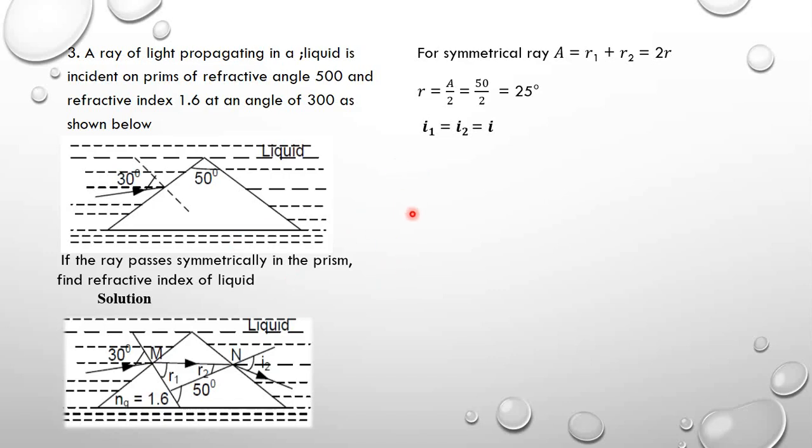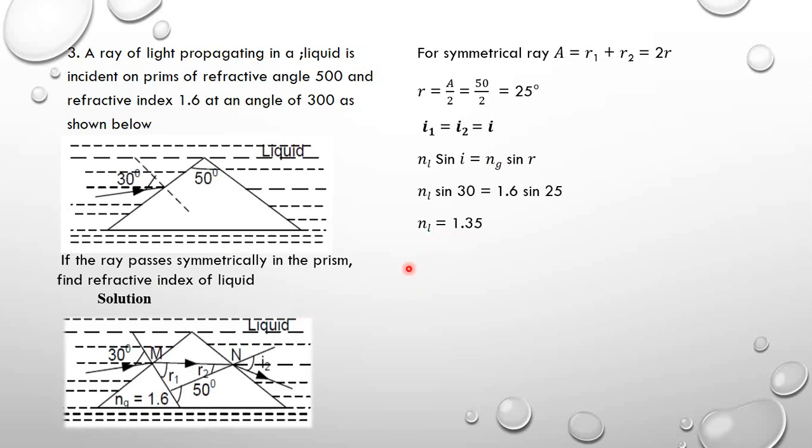Or if not, you can use the other formula that we derived. So let us apply Snell's law at this point. We are moving from a liquid, so we shall have n liquid sine I is equal to n glass sine R. This one, NL, we don't know, but we have I as 30, NG is 1.6, and then R is 25. Making NL the subject, we shall get NL as 1.35. So the refractive index of the liquid is going to be 1.35.